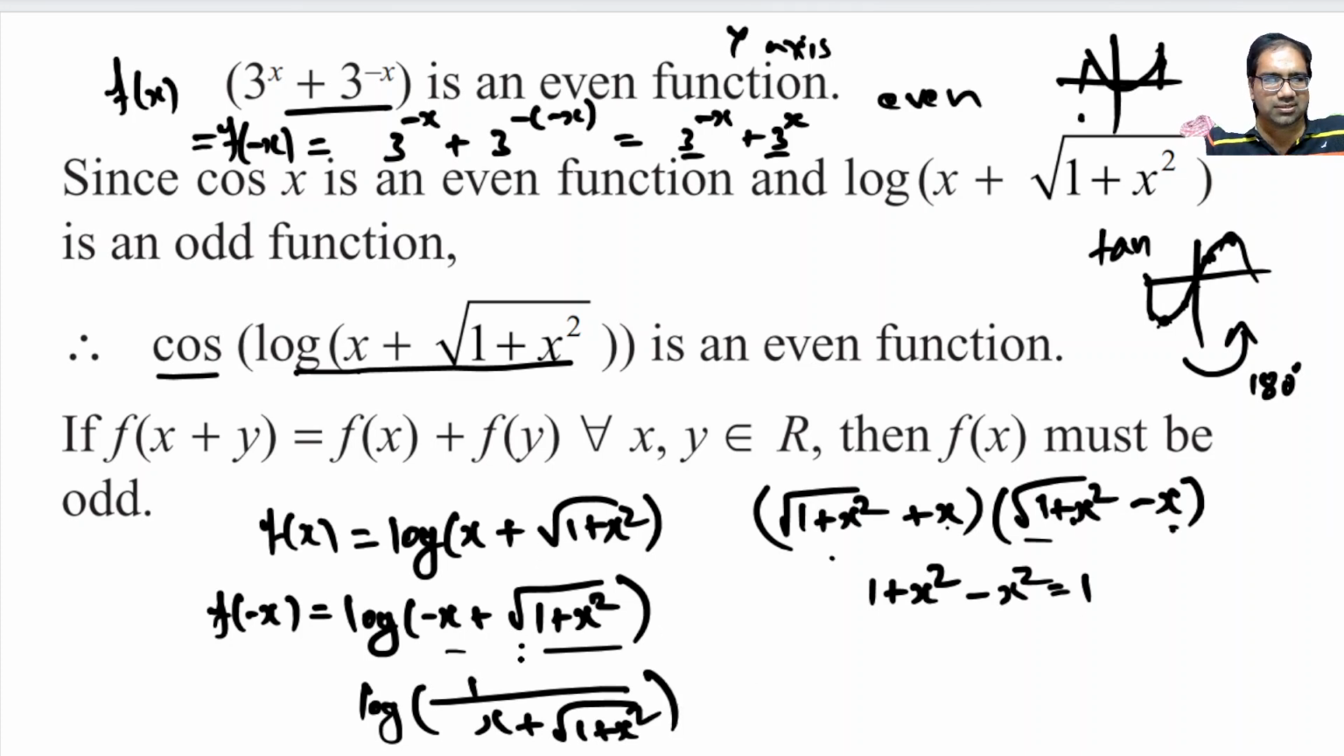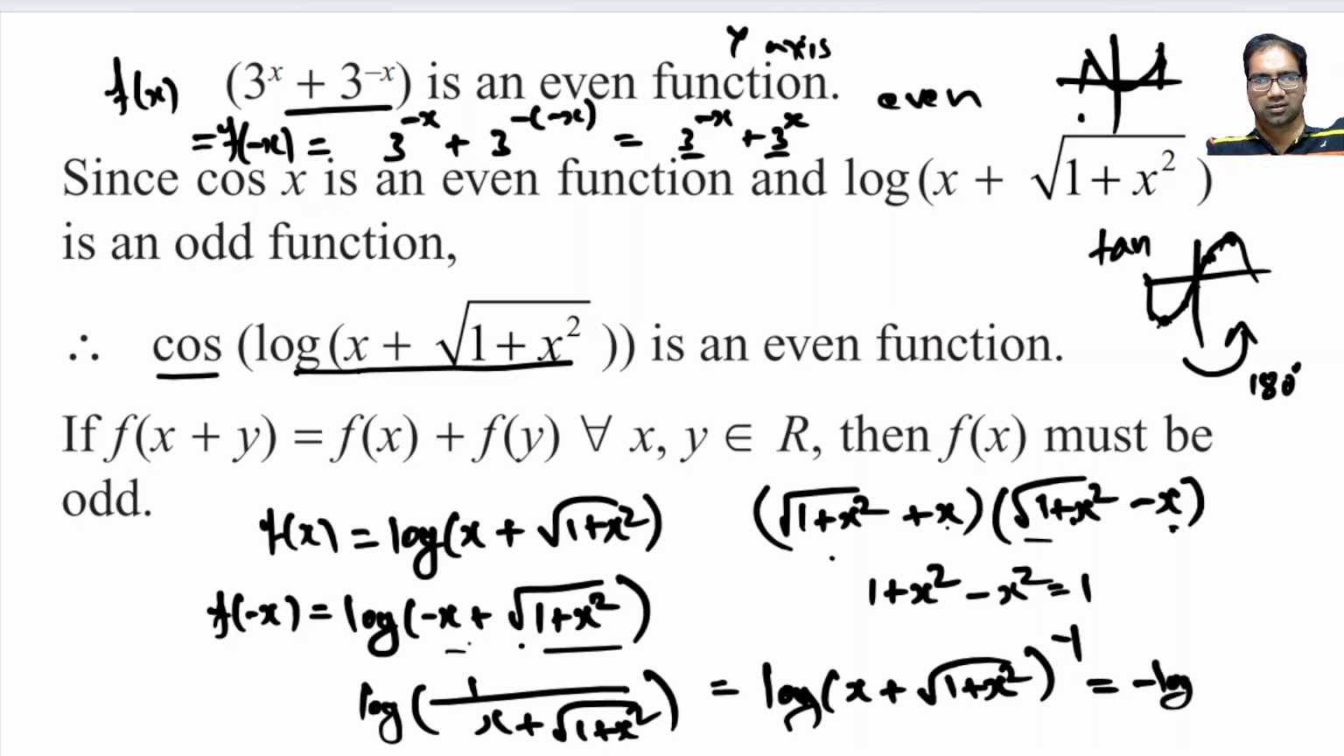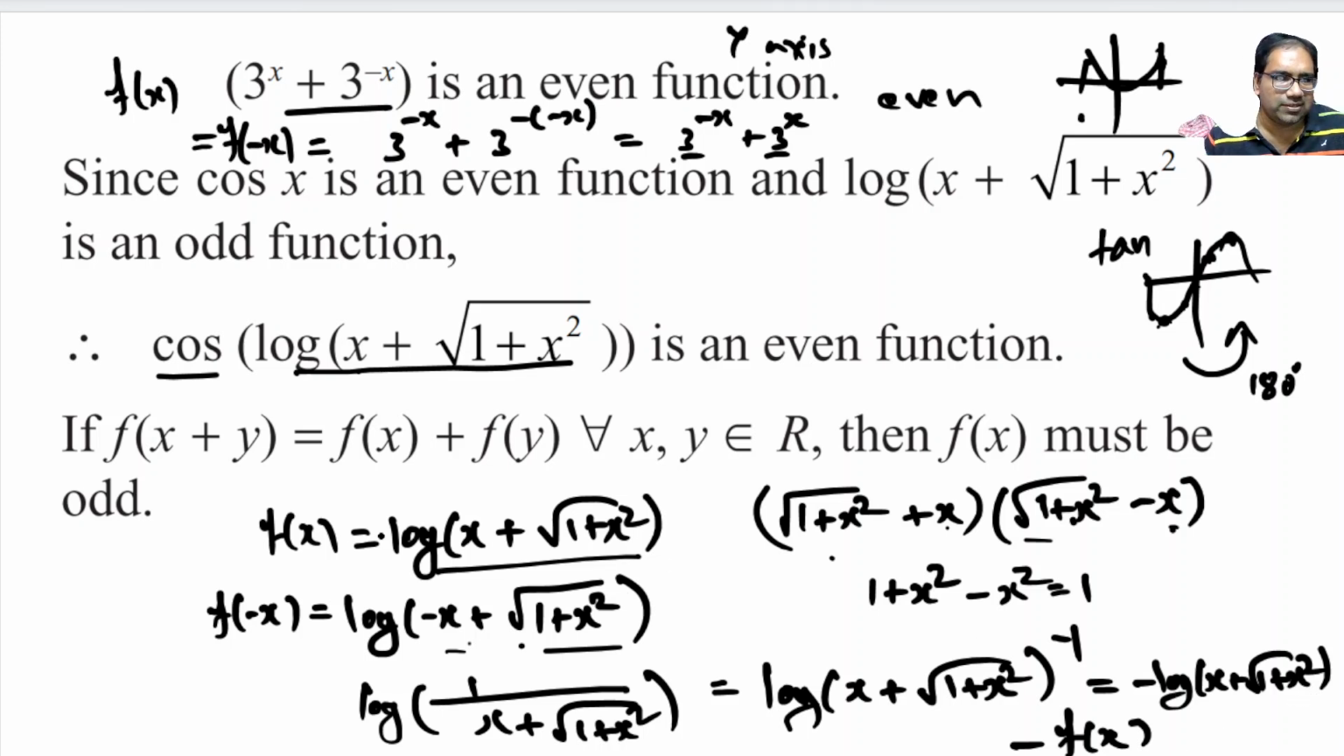The product of this and this is equal to 1. That means this is 1 by this thing, which is nothing but (log of x plus under root 1 plus x square) whole power minus 1. This is nothing but minus log of x plus under root 1 plus x square, which is nothing but minus f of x. If f of x is this, then minus log of x plus under root 1 plus x square is minus f of x. So this function, log of this thing, is actually an odd function.